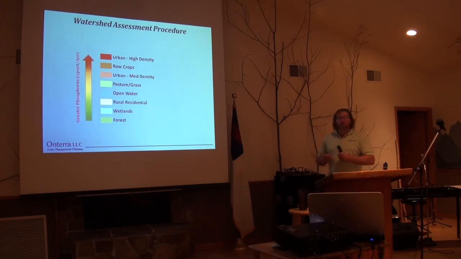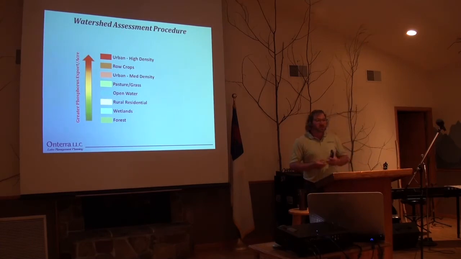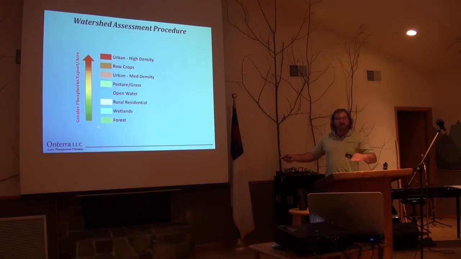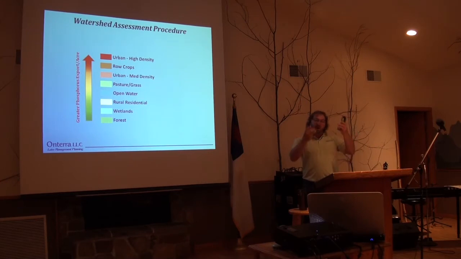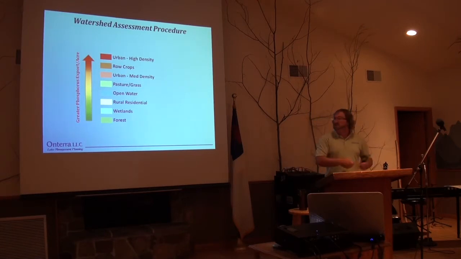We know through a modeling procedure that forest delivers the least amount of phosphorus to a lake. Why? Because all those roots and all that undergrowth helps suck the nutrients down into the water. Think of the deeper the roots, the more phosphorus it's going to be able to suck up and not let get to your lake. We go up to something like row crops.